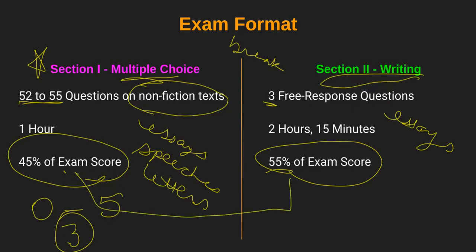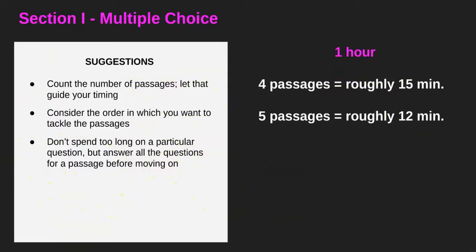All right. So let's take a look at the multiple choice section first. For the multiple choice section, you may have 4 or 5 passages that you will be reading. You've got, as we said, 1 hour, which breaks down, if you have 4 passages, to roughly 15 minutes to read a passage and answer all of the related questions.